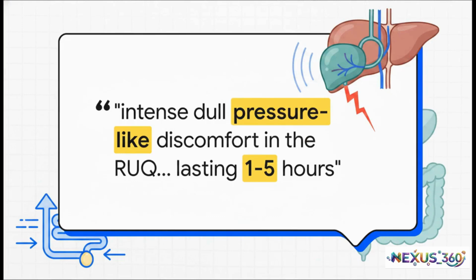But when people do get symptoms, they get what's called biliary colic. And honestly, that name is a little misleading because it's not a colicky, cramping, come-and-go pain. Nope, it's a constant, deep, intense aching or pressure-like pain, usually right up under their ribs on the right side.